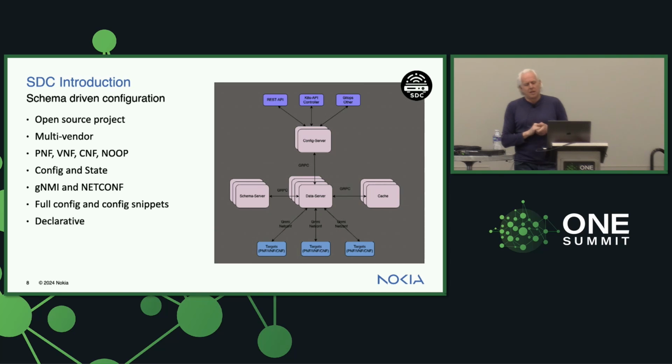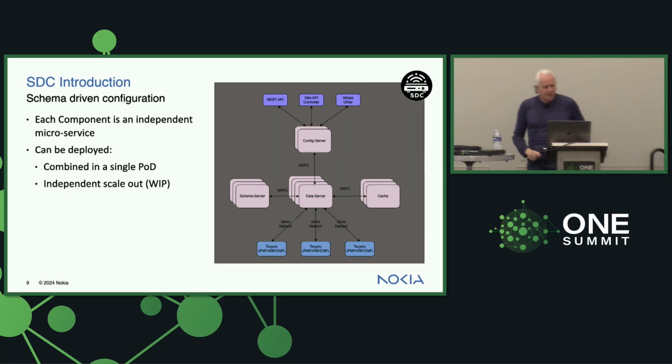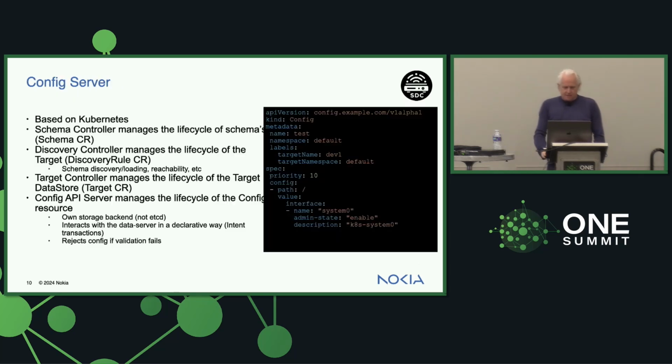And so the schema server, data server, as you see here on the slide, uses gRPC in between. So you can actually scale out each of these components independently, and make it work in a scalable way. So, yeah, that's what is here.